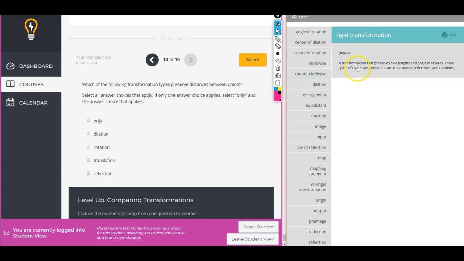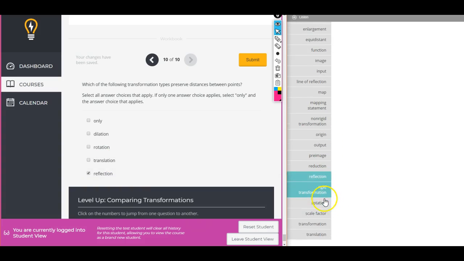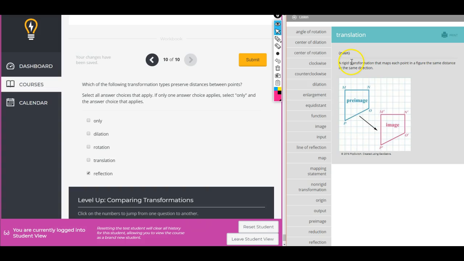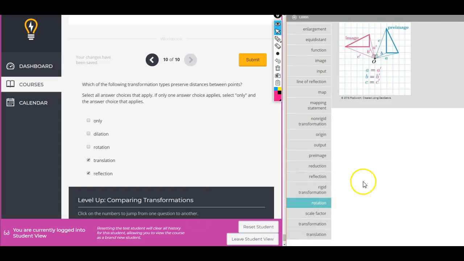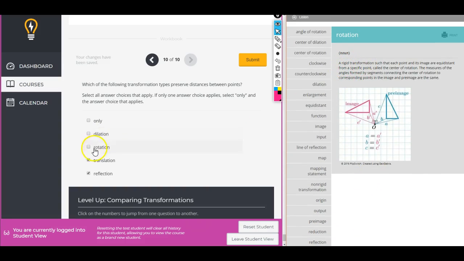So when I check translation, if I see rigid transformation, that means that it does preserve the distances between the points, because preserving distances between points is the same thing as preserving side lengths. So translation is a rigid transformation. Alright, so it does preserve distances because rigid transformations preserve distances. Rotation, let's check. Rotation is a rigid transformation. So yes, it preserves distances between points.